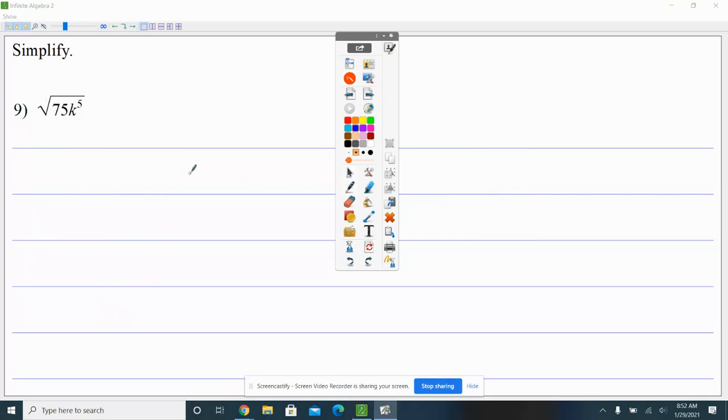All right, now we're going to talk about variables. So what's the deal with variables? Well, it's the same thing that's true with numbers. 10 times 10 is 100, so the square root of 100 is fine. Well, let's say it was a variable. Let's say it was k times k. That's k squared. So the square root of k squared is just k.